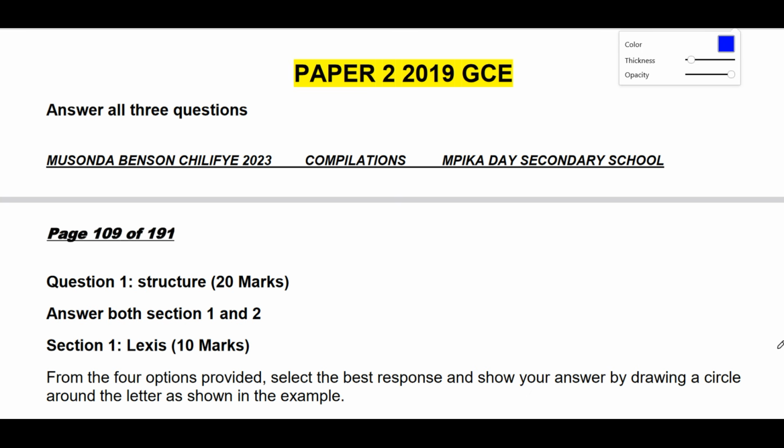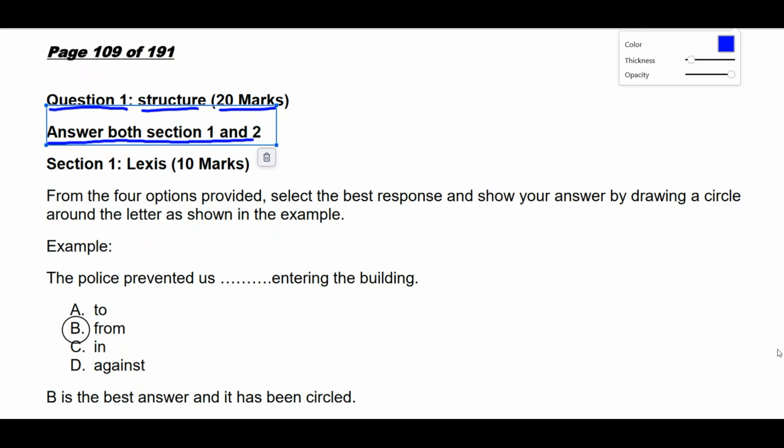We are going to look at the English Paper 2 for 2019 written by the GCE candidates, and we are just going to focus on question number 1. Question 1 is a structured question with a total of 20 marks. It has 2 sections, and we are told to answer both section 1 and section 2. So let's begin with the first section.